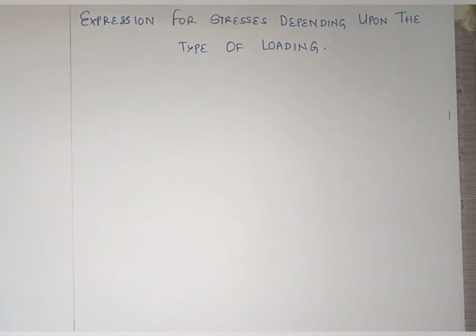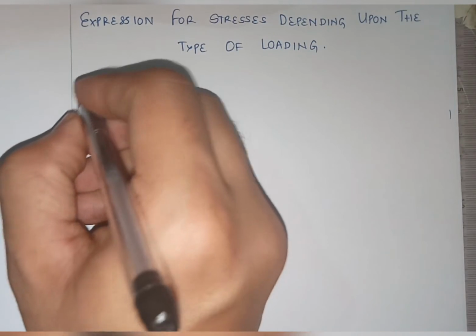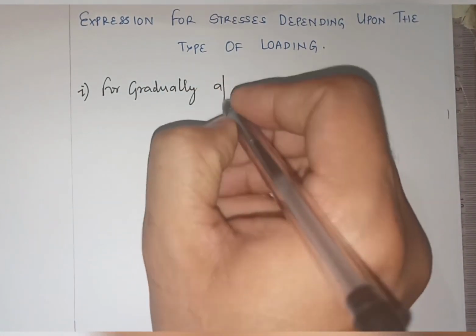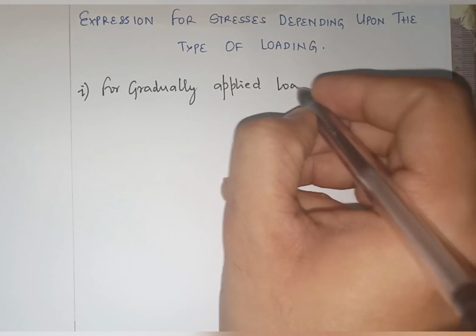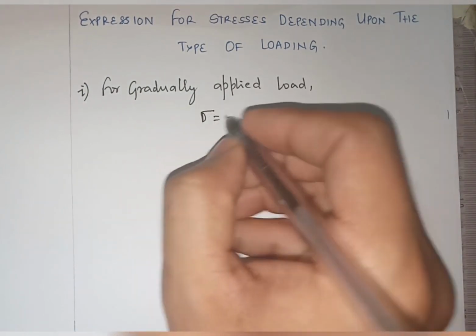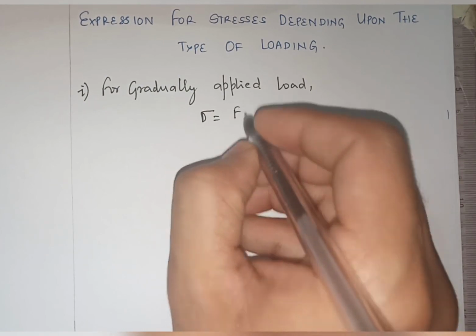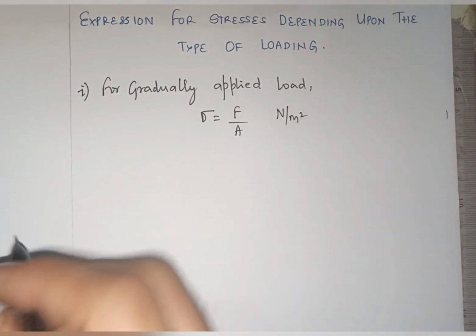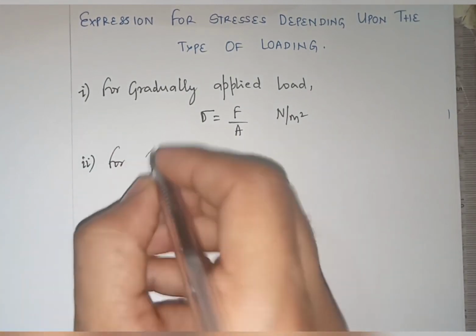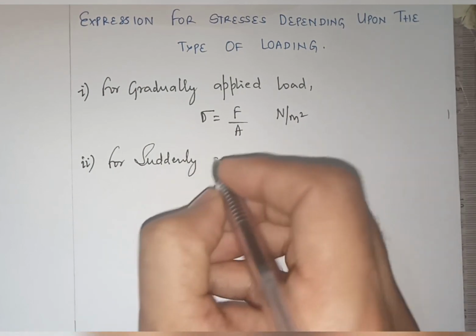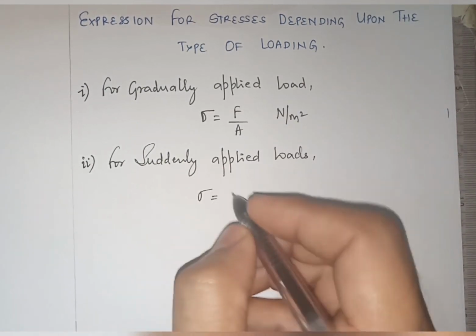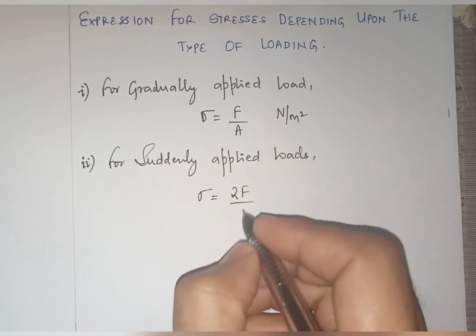The last topic for today's class will be the expression for stresses depending upon the type of loading. I told you there are three types of load. For the first case, gradually applied load, the expression for stress sigma will be the normal one, that is P by A, or you can call it F by A, whatever you may take, P or F. The unit will be Newton per meter square. I am writing the SI unit. Now for suddenly applied loads, sigma will be equal to 2F by A.